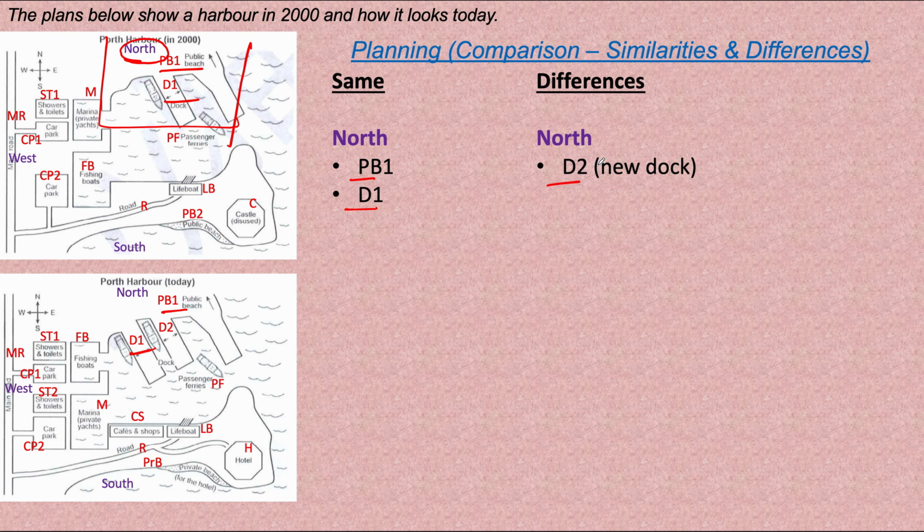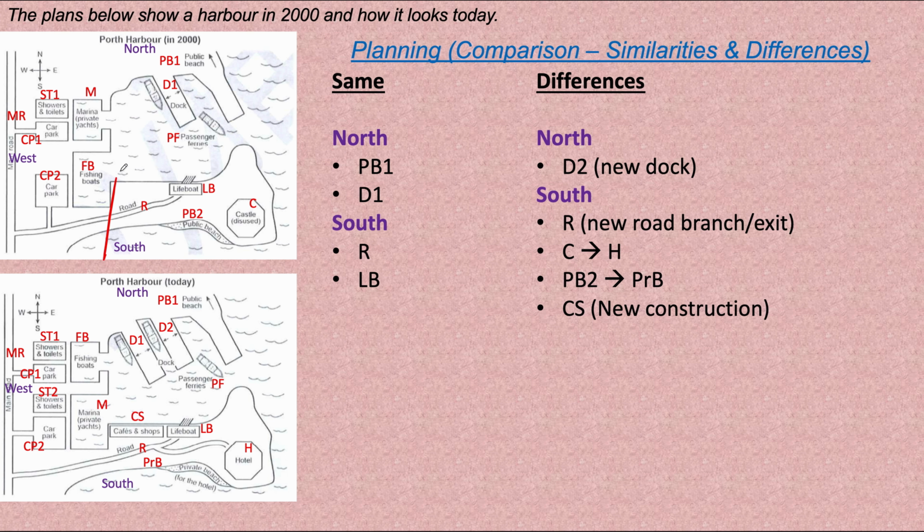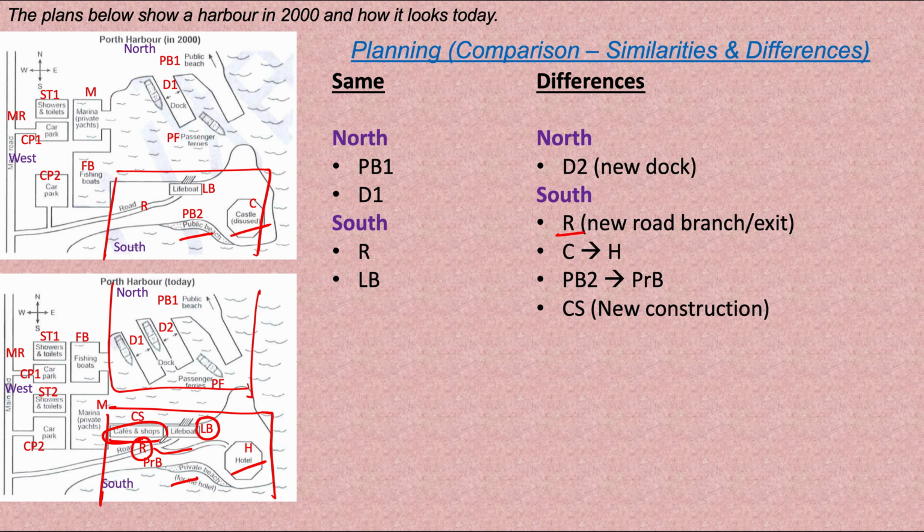Next, we move on to the south. In the south, the two things which are completely unchanged are the road and a lifeboat station. However, the road has a new branch, which is something we have mentioned in the changes. The castle has been changed into a hotel. The public beach is now a private beach, and cafes and shops have been constructed. With this, we are done with the north and the south.